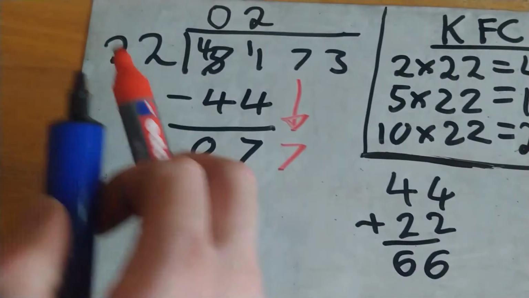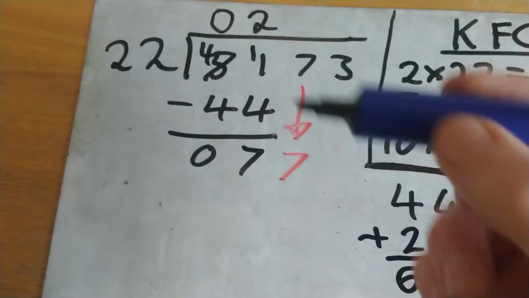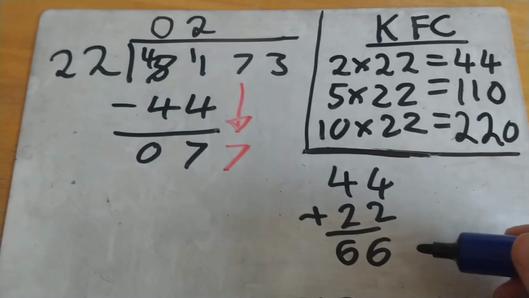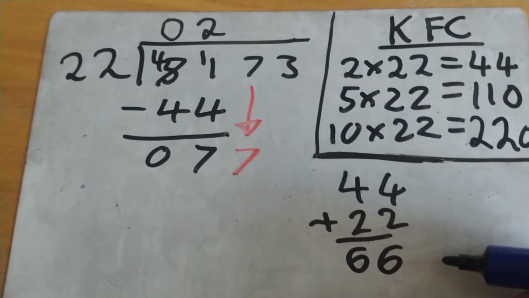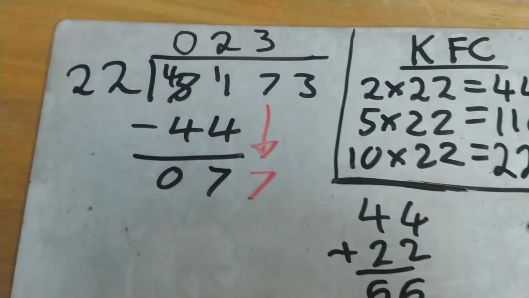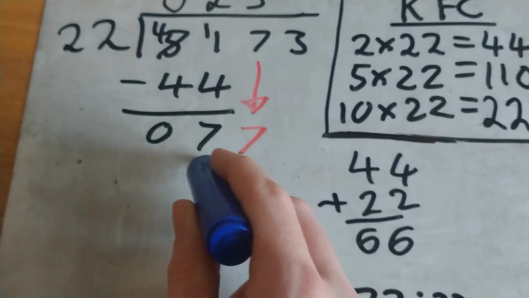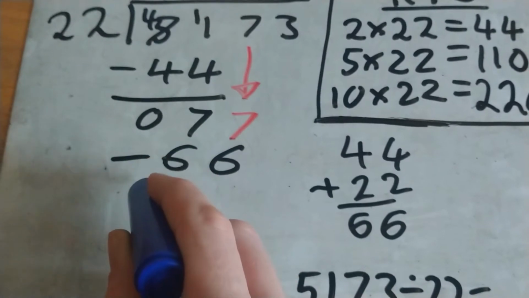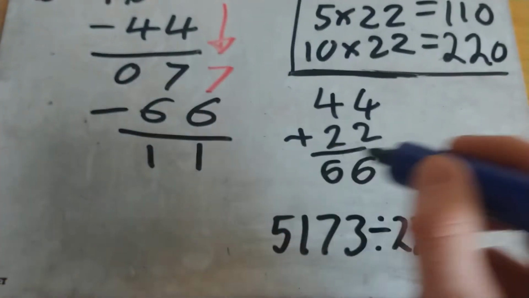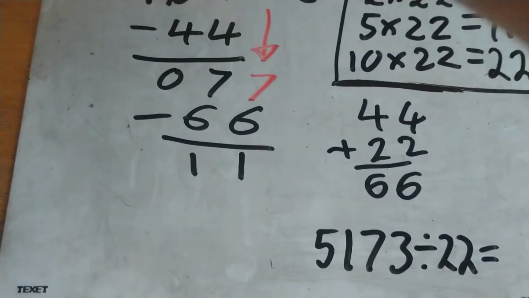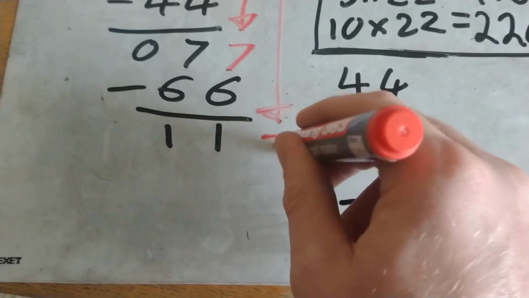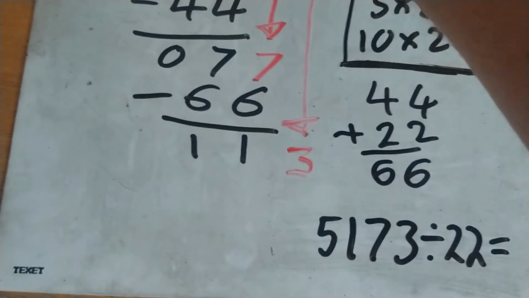Now, I'm asking myself, how many 22s fit into 77? Remember, we've already worked out that 3 times 22 is 66, and 4 times 22 would make it 88, which is too big. So I'm going to use 3 lots of 22, which is 66. If I take that away, 7 take away 6 is 1, 7 take away 6 is 1, I'm left with 11. Just like before, I need to bring down my next digit to make it 113.